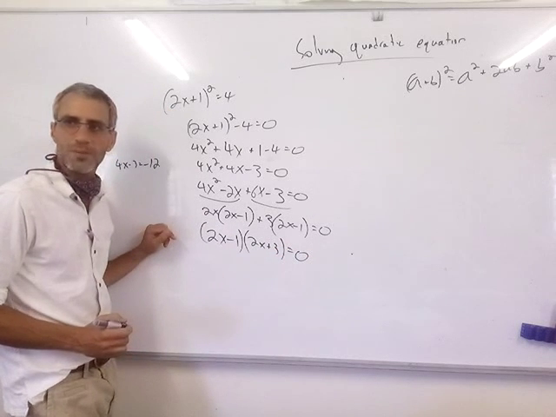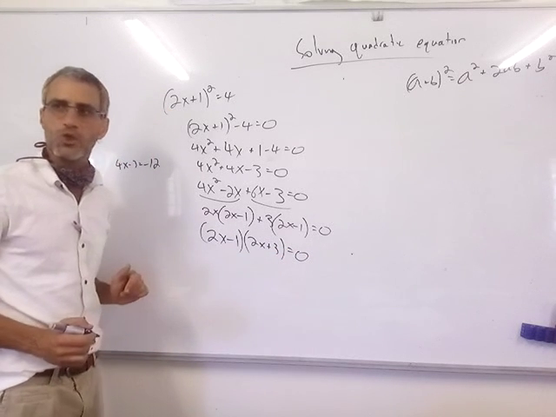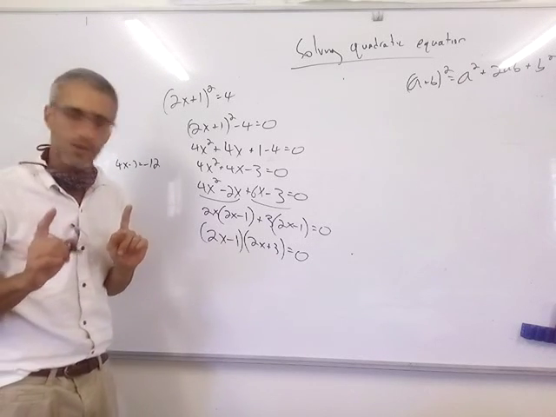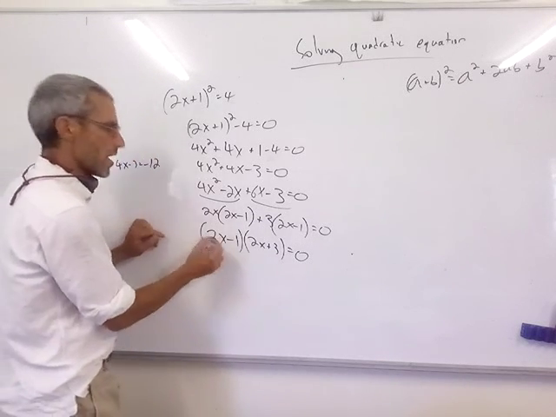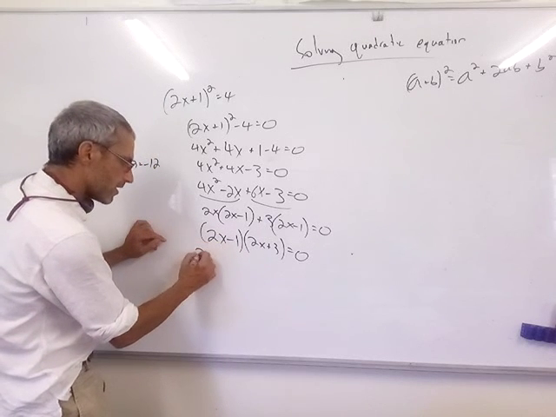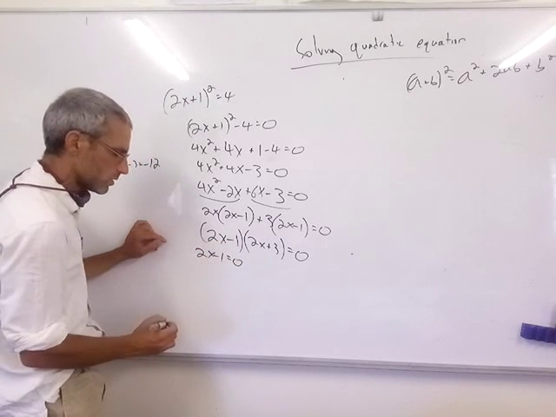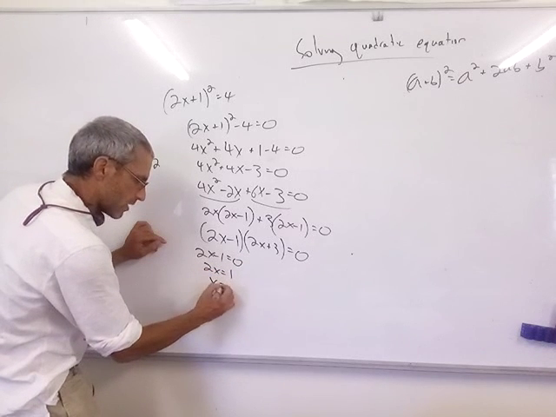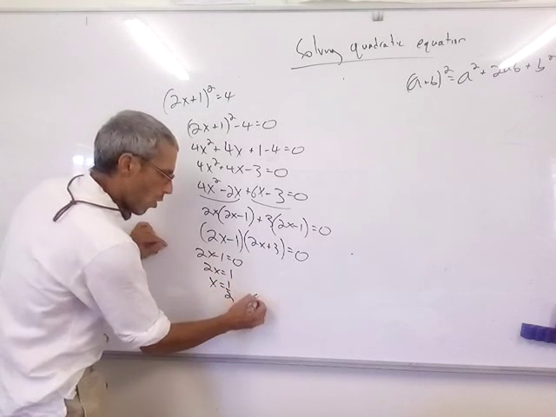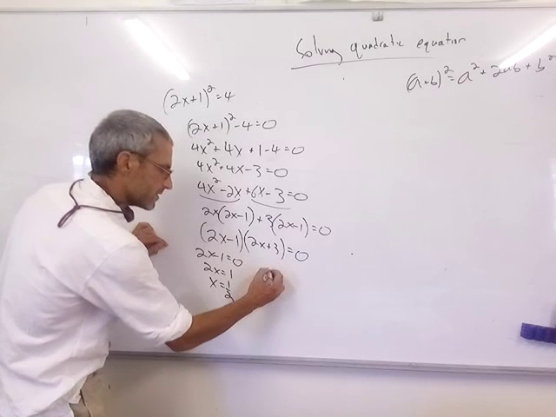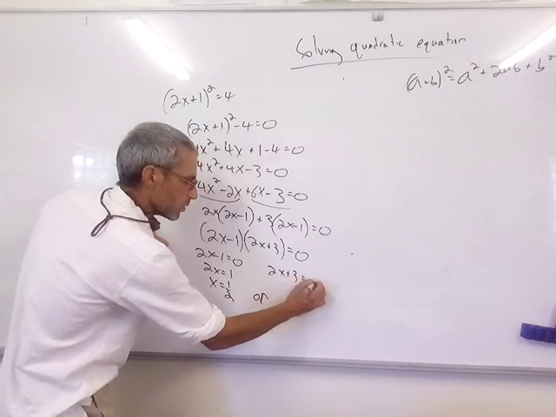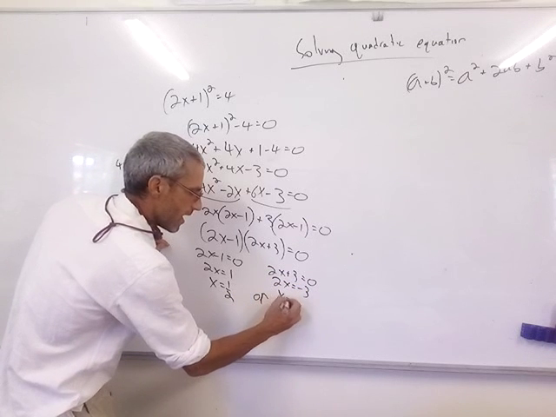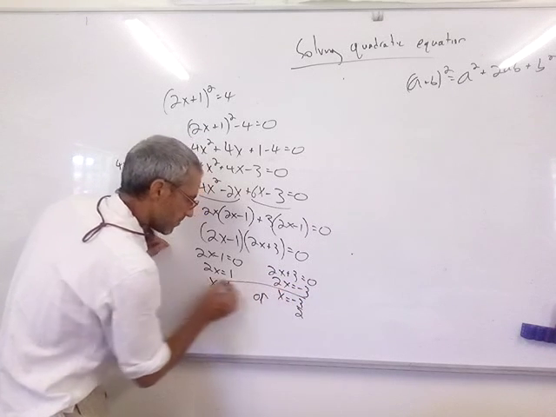Almost there. What will be the solution here? X equals plus 1? Not exactly. Let's not jump, I'm going to go the slow way. Either 2x minus 1 equals 0. I move the 1 to this side, 2x equals 1. That means x equals half, like you guys said. Or 2x plus 3 equals 0, and that means 2x equals minus 3. X equals minus 3 over 2. So these are my two solutions.